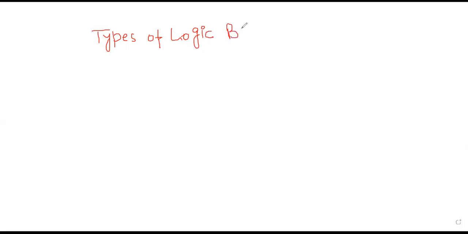Types of logic block. There are two types of logic blocks. The first is known as combinational and the second is known as sequential.